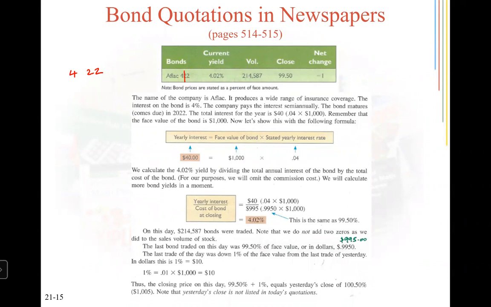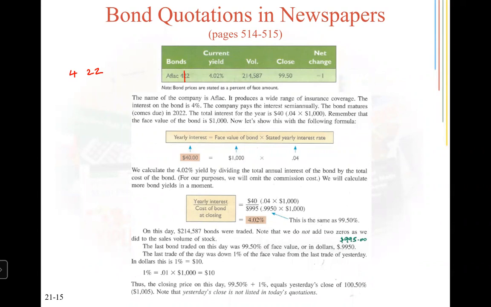So you'll see in the description, it says the name of the company is Aflac. It produces a wide range of insurance coverage. Of course, if you watch TV, you'll hear about Aflac in a lot of ads. The interest rate on the bond is 4%. So that first 4 right after the Aflac name represents the interest rate, 4%. The company pays interest semi-annually.